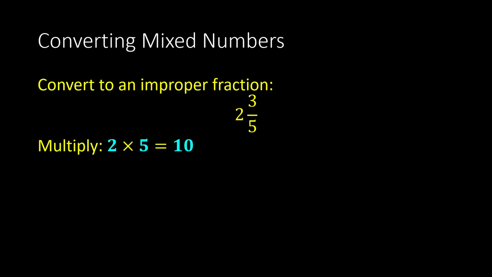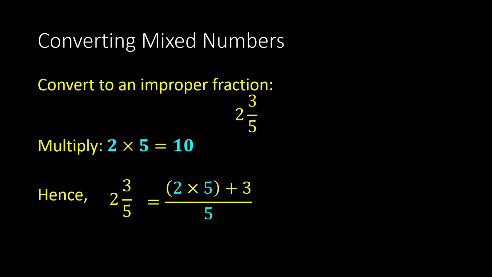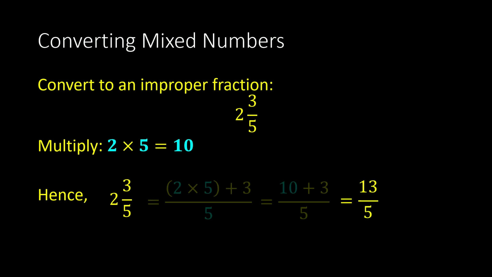2 times 5 equals 10. Therefore, 2 3/5 equals 2 times 5 plus 3 all over 5. So we have 10 plus 3 all over 5, which equals 13 over 5. And therefore 2 3/5 equals 13 over 5.